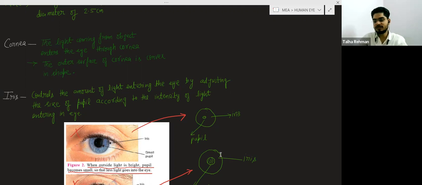After that, we will discuss what is pupil, ciliary muscle, eye lens, retina, optic nerve. One by one, we will discuss all the things.